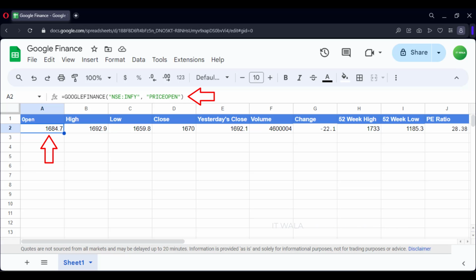And the second argument of this function is the data that I want to extract. Since I want to fetch the open value of the stock, I have written the price open word here. So that's how I got this value.